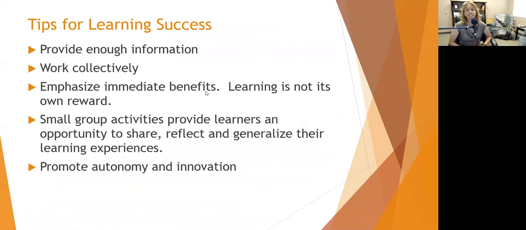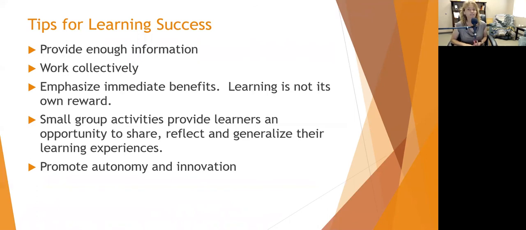Tips for learning success: provide enough information, not too much, but do provide enough information. Too often I see people doing groups, teaching classes, whatever, and they've taught it so many times that they skim over some of the stuff. They make assumptions that the people in their group know more than they really do. So make sure to provide enough information.